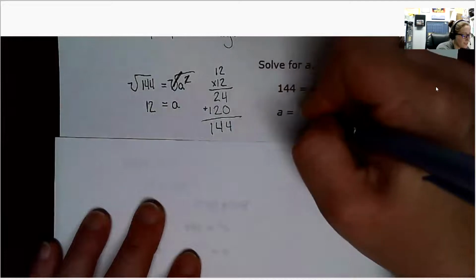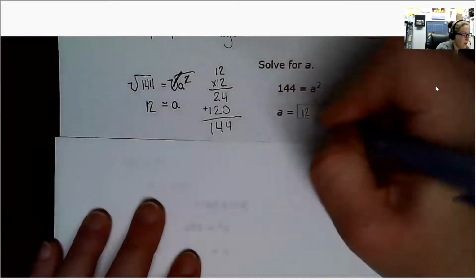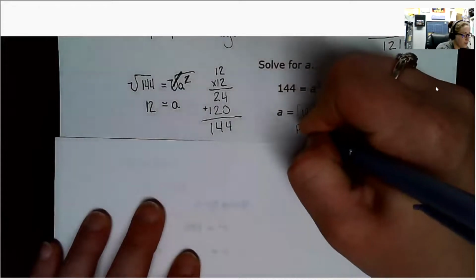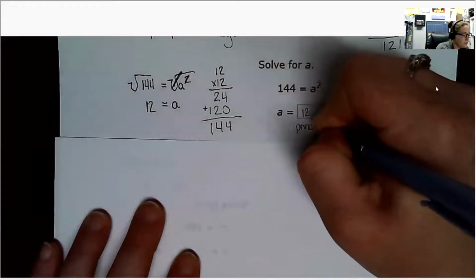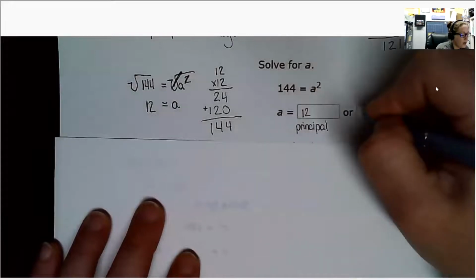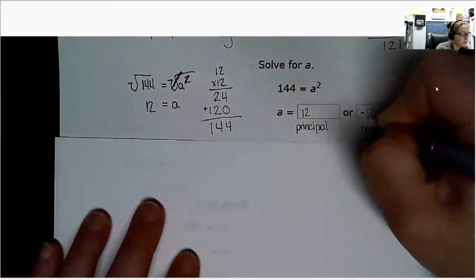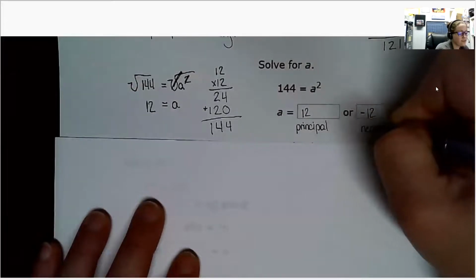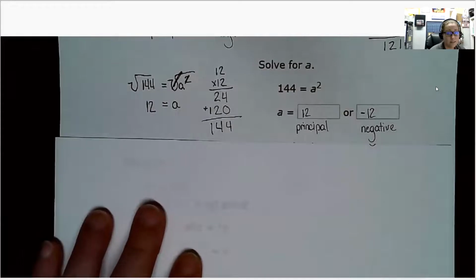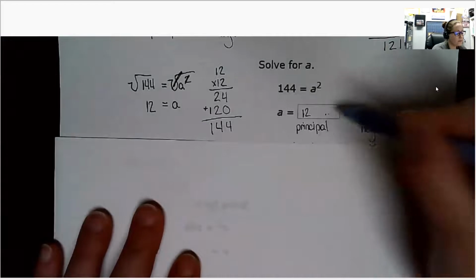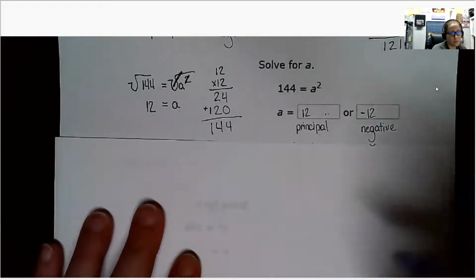When we go to put this into IXL, we're going to say we have our positive 12, which is our principal square root. And then we're going to have our negative 12, which is our negative square root. So it's always going to be the same number. You're just going to have to put them in differently. And it does not matter if you put the negative 12 in the first place or in the second place.